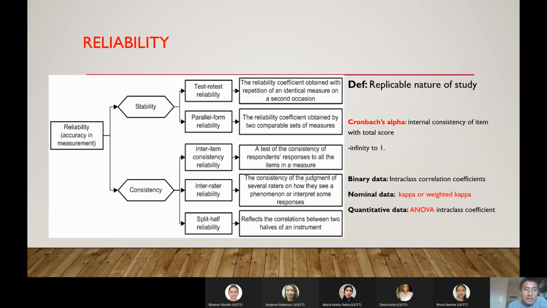Reliability can be of different types, such as test and retest reliability. What do you mean by test and retest reliability? Anyone want to give a shot?